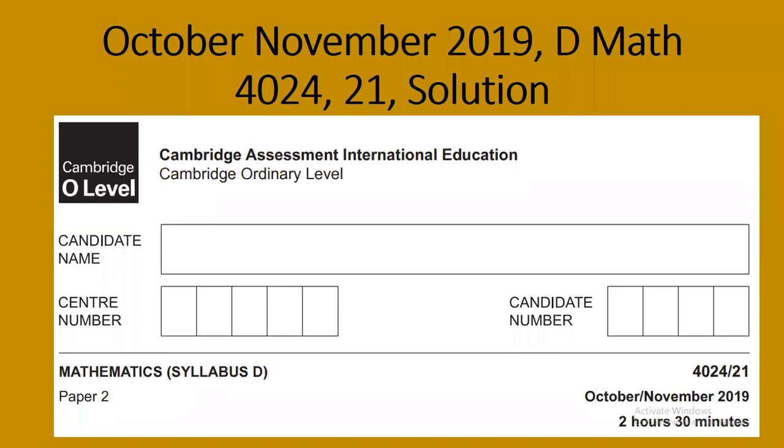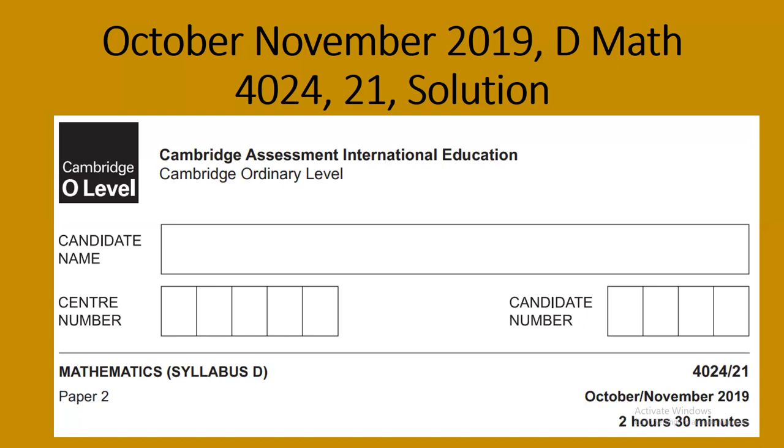Good morning, dear students. My name is Ferhan Mazher, and the subject we are studying today is Cambridge O-Levels Mathematics Syllabus D. We call it D Maths 4024. Today we have set our hearts to solve a paper 2. For this purpose, we have selected the October-November 2019 2-1 paper. This paper 2 belongs to zone 1, or variant 1.